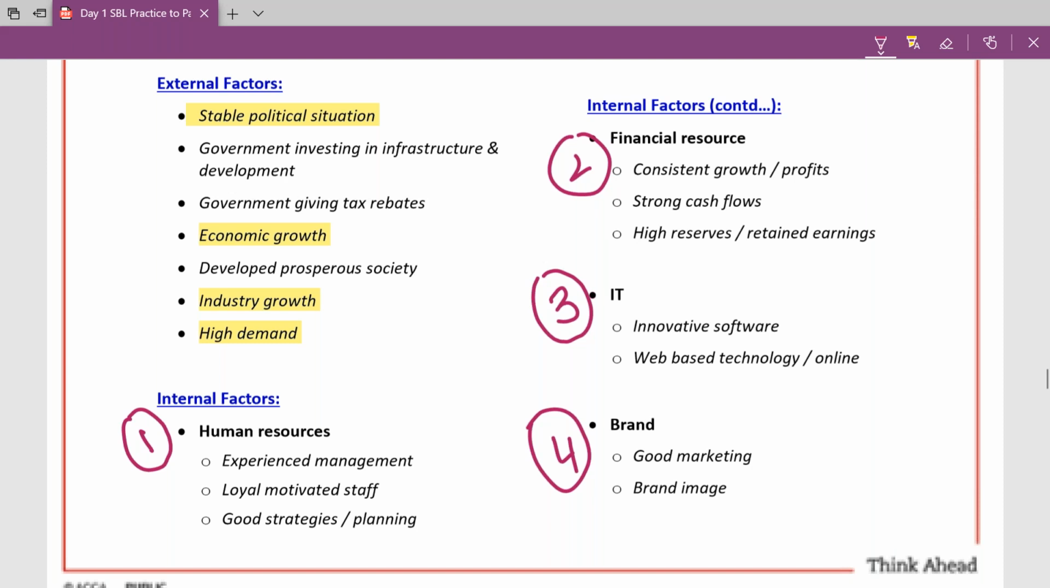So in a nutshell, whenever we talk about success factors, these are factors due to which an organization is successful. These could be external factors as well as internal factors, and this is a very concise list of external and internal factors. Any questions? Let me go through.